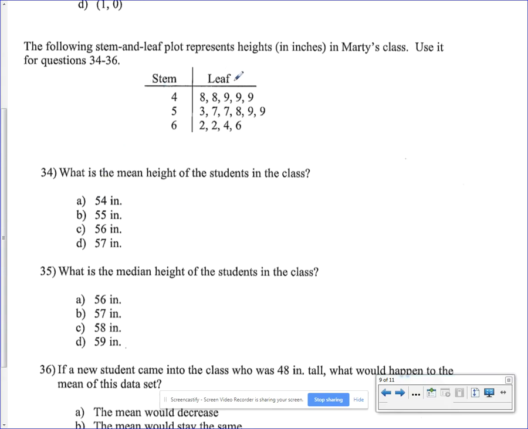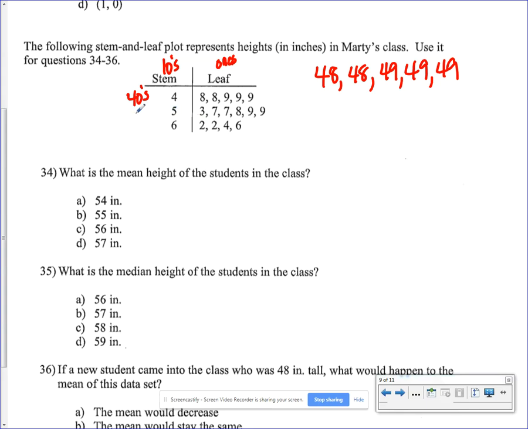A stem and leaf plot is a way to organize a whole list of numbers. And here's what it means. These digits are in the tens place, and these digits are in the ones place. So here's what it looks like. In the 4 row, this really stands for the 40s. And that means I have 1, 2, 3, 4, 5 numbers in the 40s. They happen to be 48, another 48, and then 49, 49, 49.